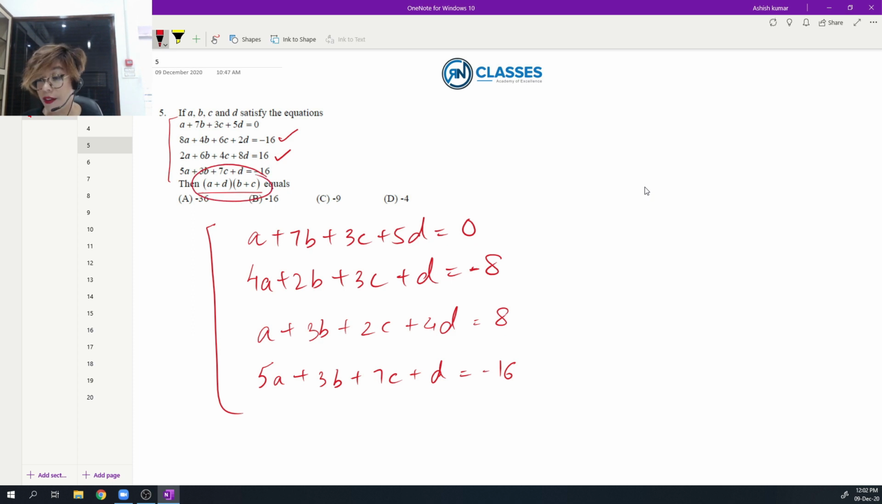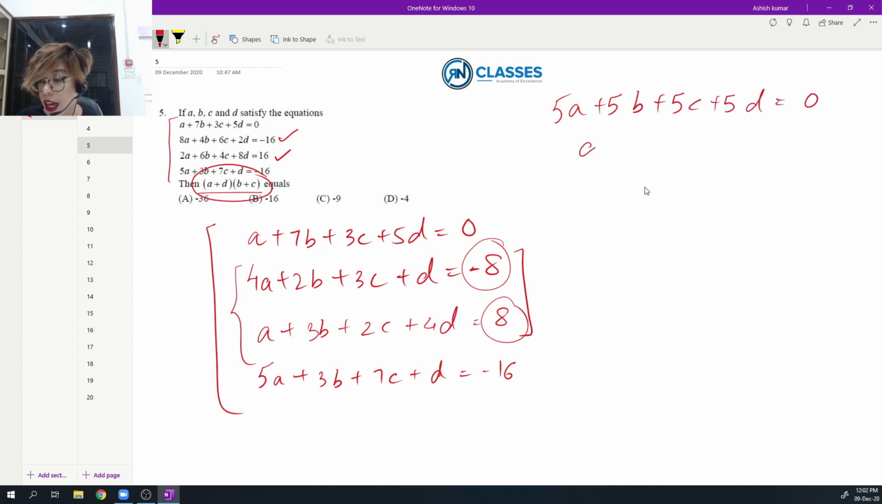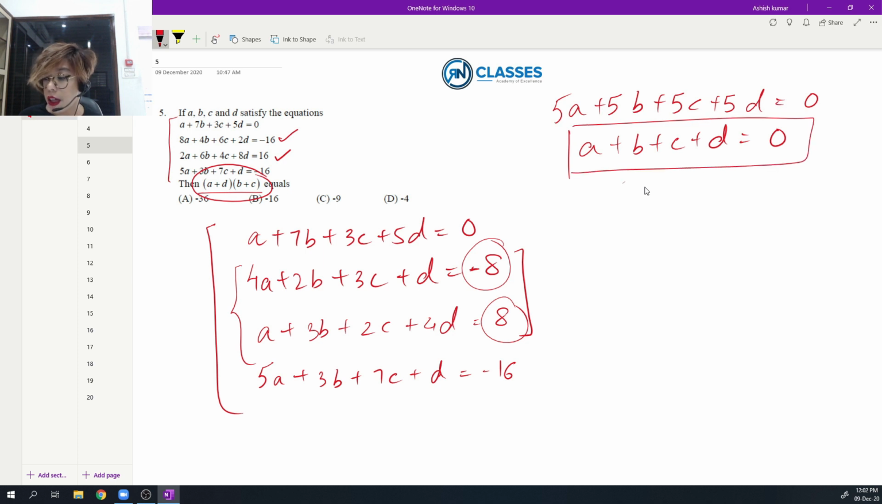Now, very tempting. I'll add these 2 equations. Why? Because here I have minus 8, here I have 8. So if I add the 2 up, right hand side will become 0. So let's add the 2 equations. So this becomes 5A plus 5B plus 5C plus 5D equal to 0. Right? So A plus B plus C plus D equal to 0. One relationship is this. Right? From here I can say that A plus D is equal to minus of B plus C. Right? So इनमें से मेरे को सिर्फ एक क्वांटिटी निकालनी है, या तो A plus D निकालना है या B plus C निकालना है, anything you wish. Right? What else can we do?